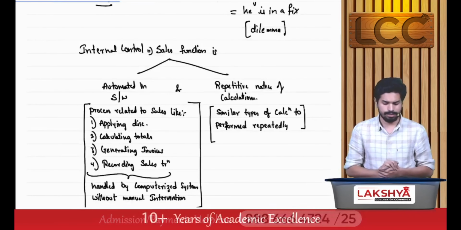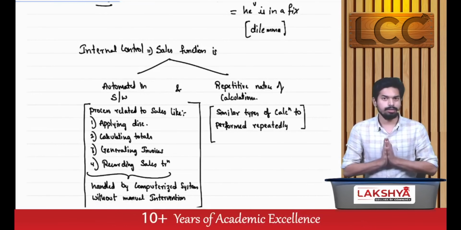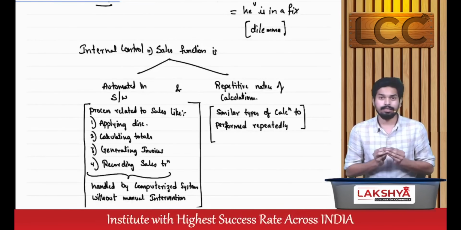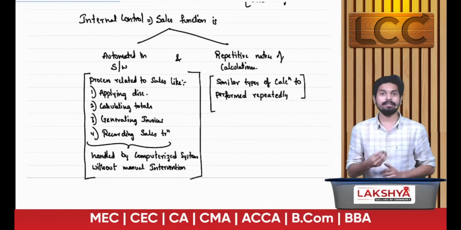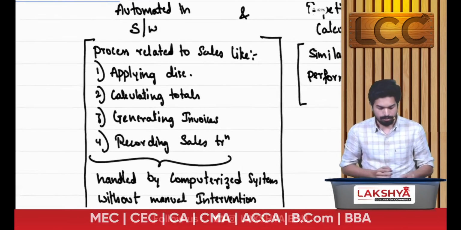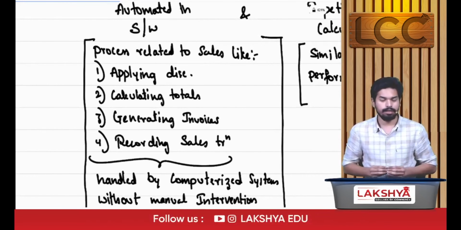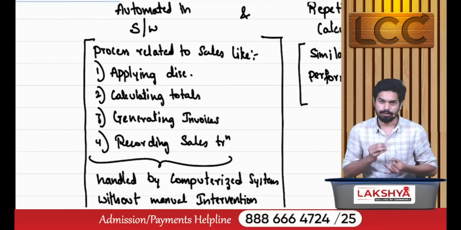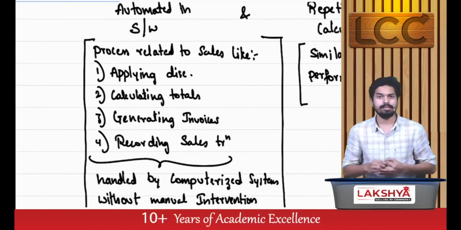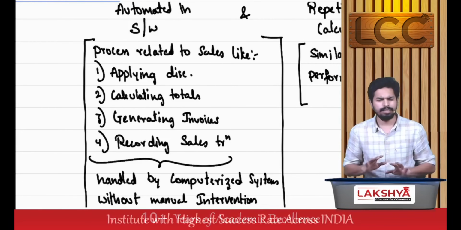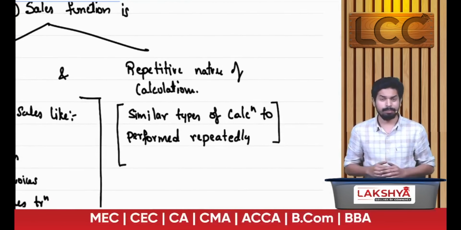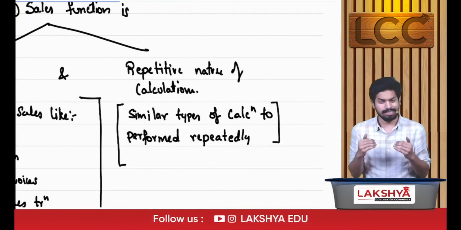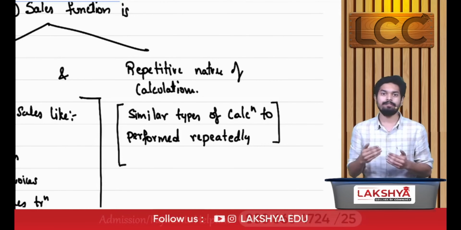And in the given case study, there has been a mentioning about the internal control relating to sales, which is, the sales function is automated in the software, nothing but processes related to sales like applying discounts, calculating totals, generating invoices, recording sales completely will be handled by the computerized system itself without manual intervention. And the sales function is of repetitive nature of calculation, nothing but similar types of calculations will be performed repeatedly.